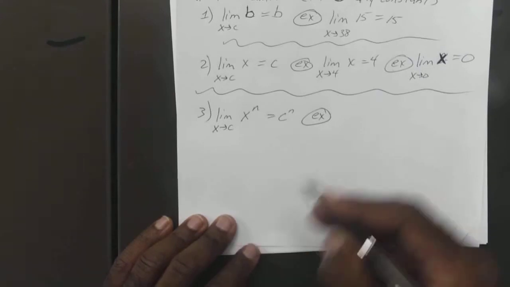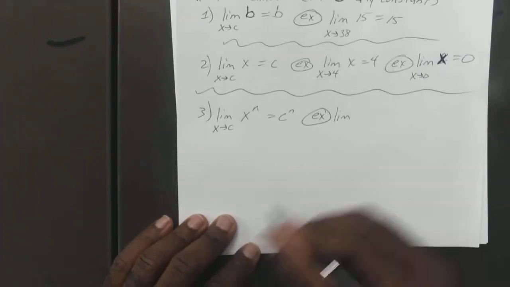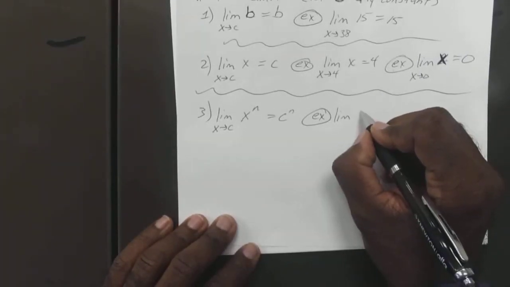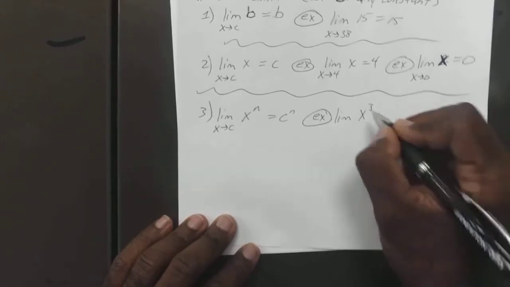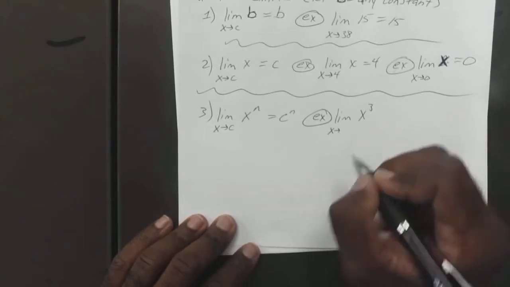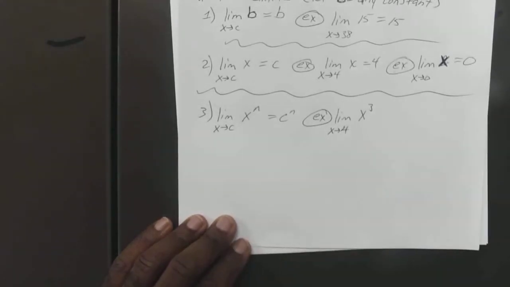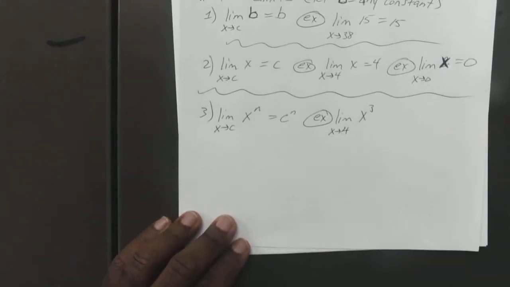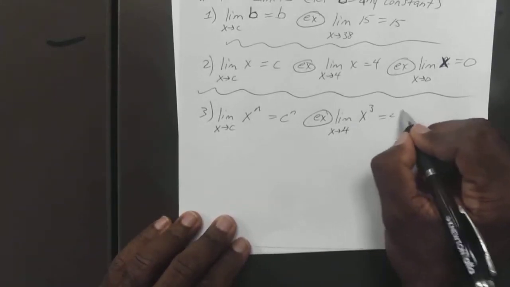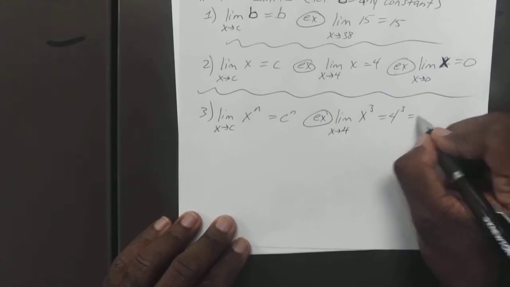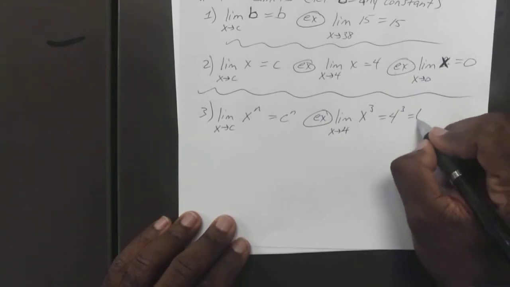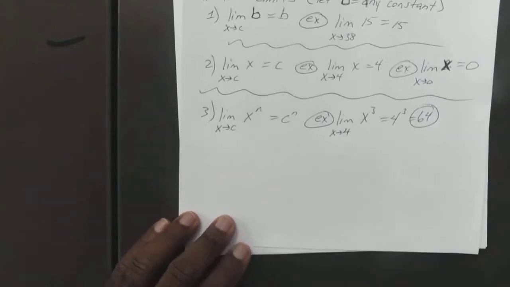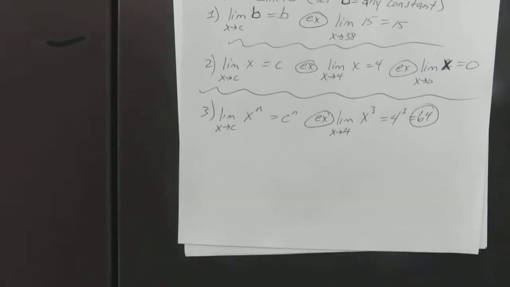Okay, so quick example. Have the limit of, let's say, x cubed as x approaches 4. Just plug in the 4 into the x. That would just be 4 cubed, which would be 64. All right.